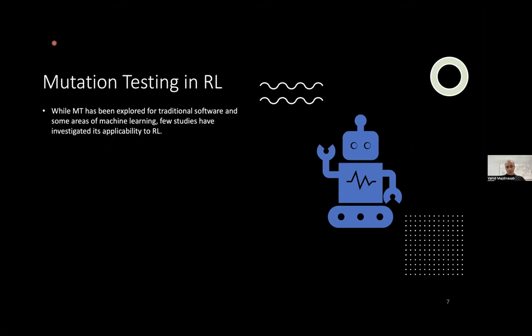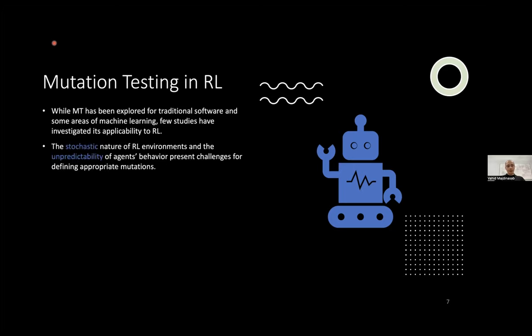Now, in the past 3 years, research has been done on adopting mutation testing for supervised learning approaches, as supervised learning models are becoming very common. However, not a lot of research has been done on mutation testing for reinforcement learning. The reasons for this are, first, the stochastic nature of the environments in reinforcement learning, where one action in the environment can lead to many different situations. The other reason is the unpredictability of agents' behavior during training as it tries to explore the environment that it is in to find the optimal solution.